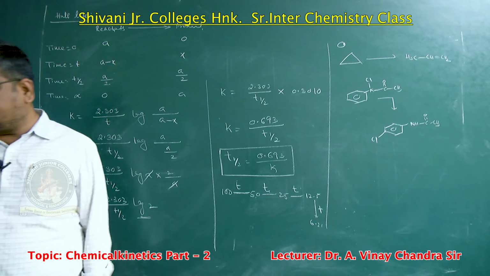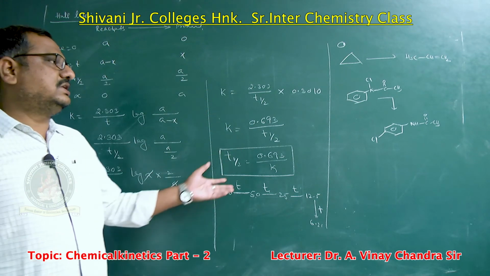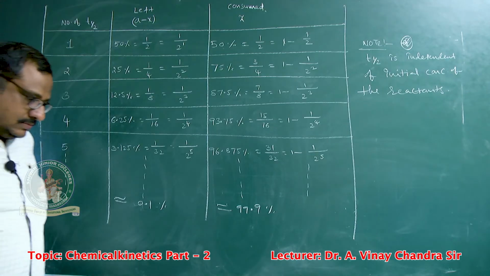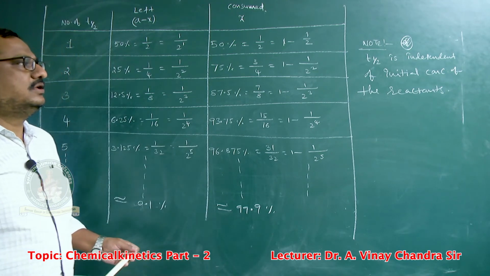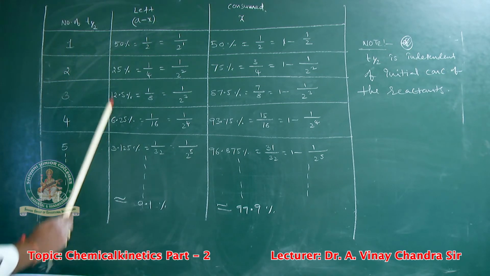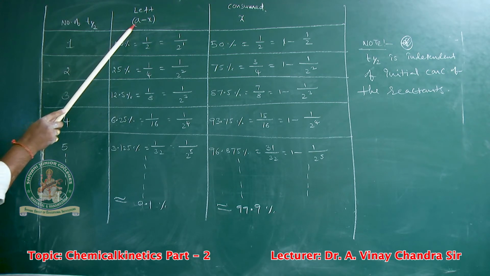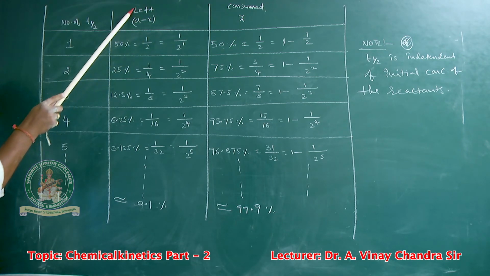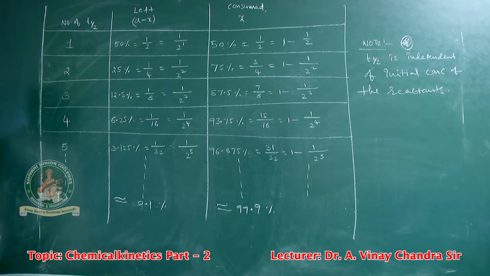Based on that, we have the consolidated table, and based on it we can calculate different types of problems. To calculate the half-life of a first order reaction, the generalized table is here. This column is the number of t halves, and these are a minus x and x. A minus x is how much amount is left over after the reaction, and x is how much material is consumed and converted into product.